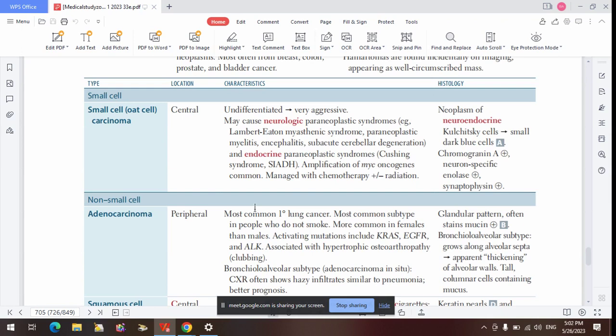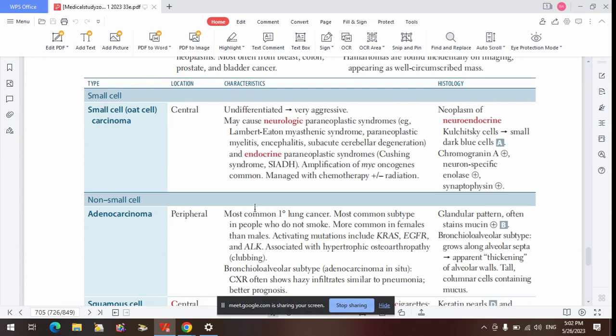Number one, in terms of location, it's central, just like we've talked about. It's also known as oat cell carcinoma. It is undifferentiated, that is, it doesn't look like the tissues of the lung. They don't differentiate along how the alveolar cells should look, so they don't have the squamous cell appearance and all those things.